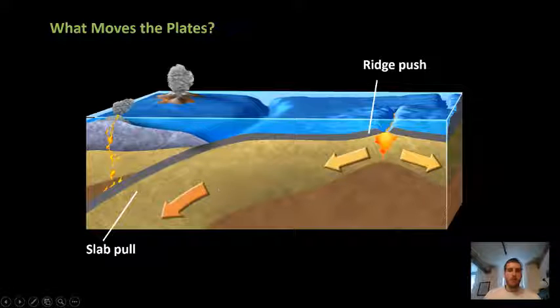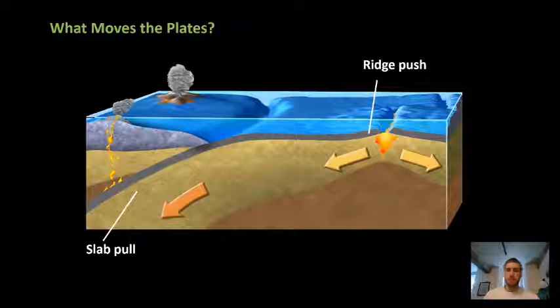It's because the crust is nice and heavy and dense down here. If it begins to subduct, it's going to tend to pull the rest of the plate along with it. And so in this diagram here, we have ridge push pushing this plate to the left. Slab pull is also pulling this plate to the left, so chances are it's probably going to move pretty quickly in that direction.